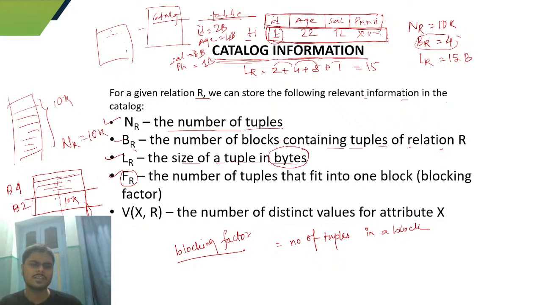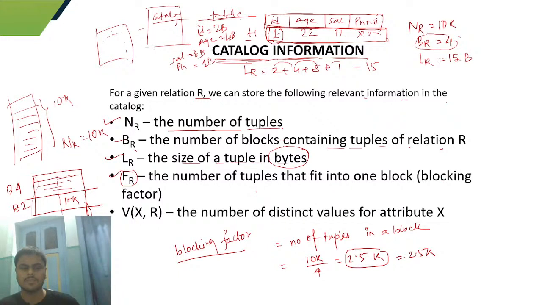How many tuples are contained here? We have a total of 10k tuples, and these are divided into 4 blocks. So we can standardize this by 10k divided by 4. So every block is having 2.5k tuples. Only 2.5k tuples every block is having. So the blocking factor will be 2.5k, right? This is the number of tuples that fit into one block. So this is called the blocking factor.